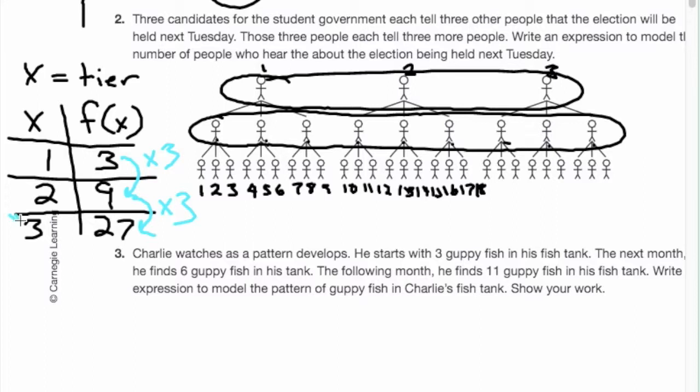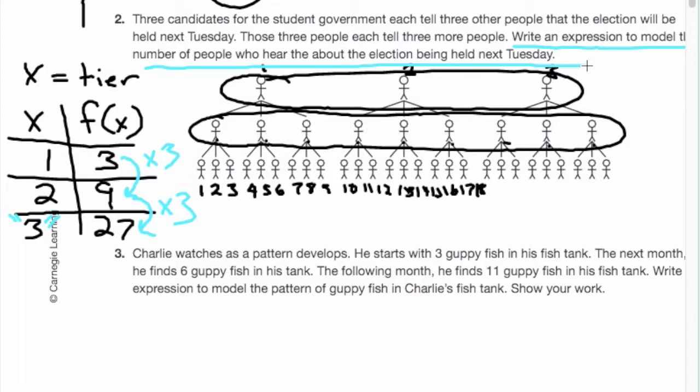Well, okay, that pattern's recognizable. But what am I doing to this 3 that gives me 27? You're multiplying by, you're adding, what? What was the question again? I forgot. Well, I'm glad you asked. It says, write an expression to model the number of people who hear about the election held next Tuesday.